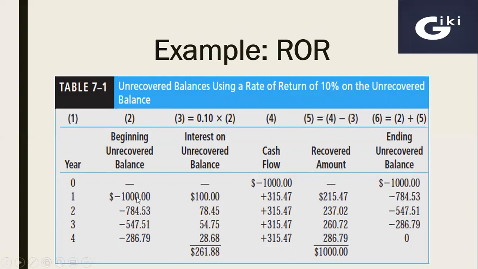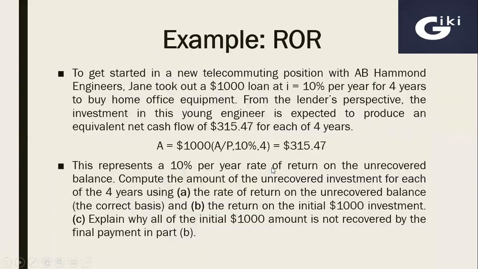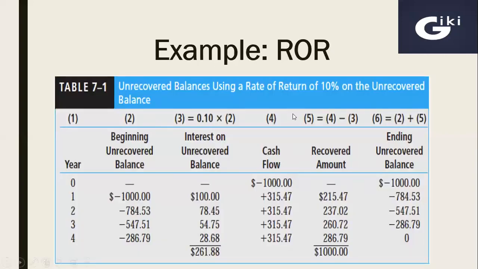Similarly, the beginning unrecovered balance at the start of the first year will be $1,000. We have to calculate interest on the basis of the unrecovered balance. In the first year, the unrecovered balance is 1,000, so 10% of 1,000 will be 100. And for cash flows, we have calculated $315.47 every year. So the cash flow in the first year will be $315.47. 315.47 minus the interest payment of 100, the remaining will be the recovered amount from principal. 315 minus 100 will be $215.47.